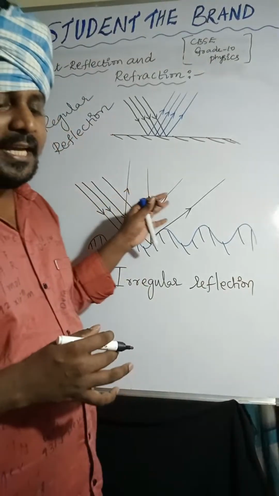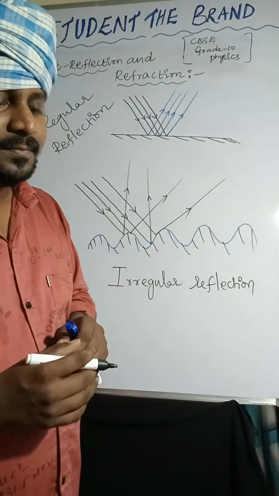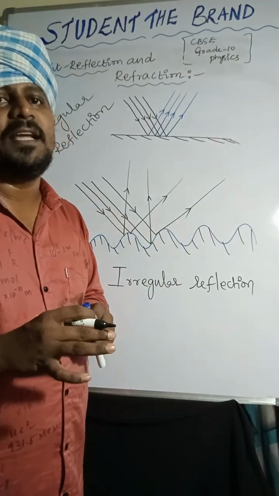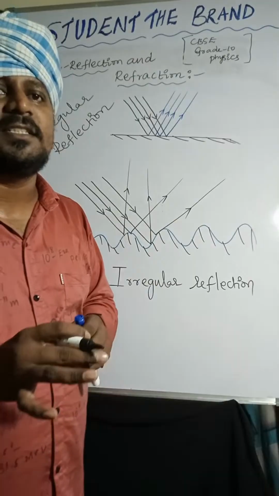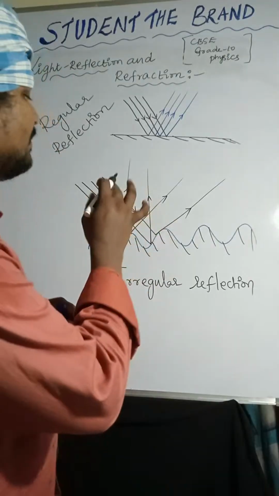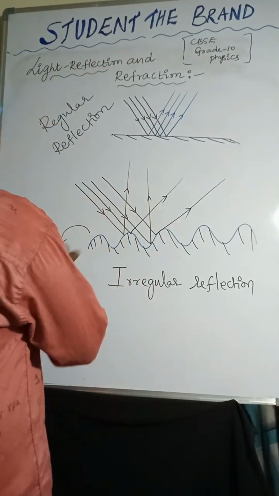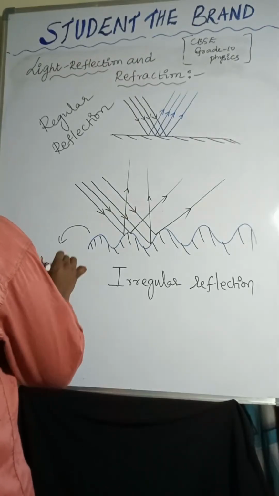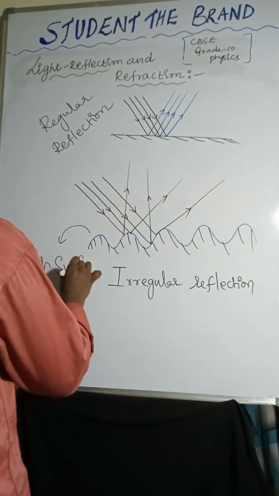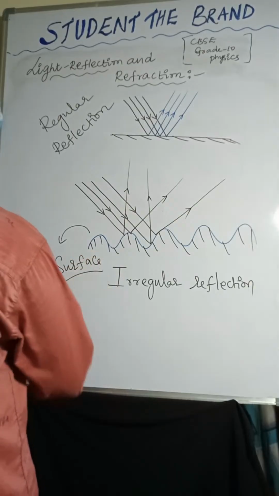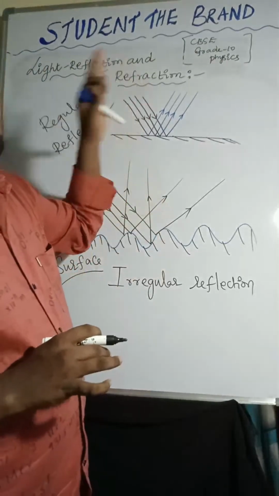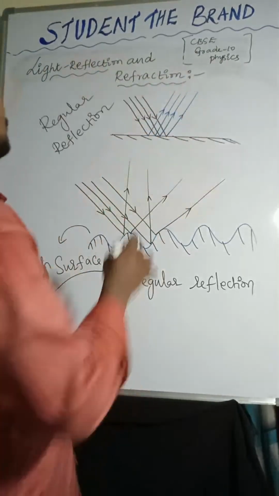Irregular reflection takes place on rough surface. Regular reflection takes place on smooth surface.